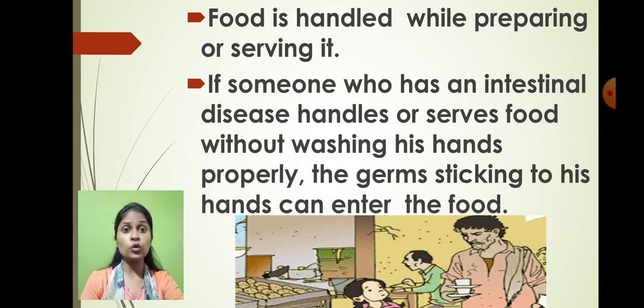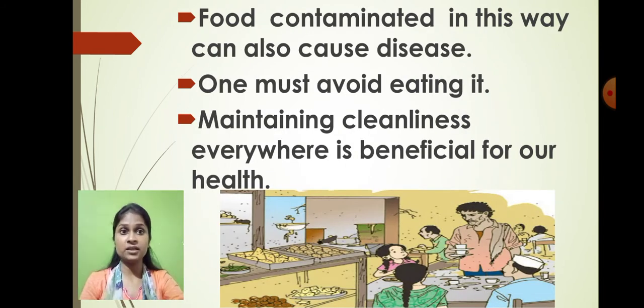So we have to follow basic hygiene conditions at our home also while cooking food. Is that clear? Food contaminated in this way can also cause diseases, so one must avoid eating it. You have to see that wherever you are eating, the food is completely covered with proper covers, and there are no flies or any contamination of the food. And at the same time, maintaining cleanliness everywhere is beneficial for our health. At home also, whenever we are cooking food, we have to maintain hygiene in our kitchen.